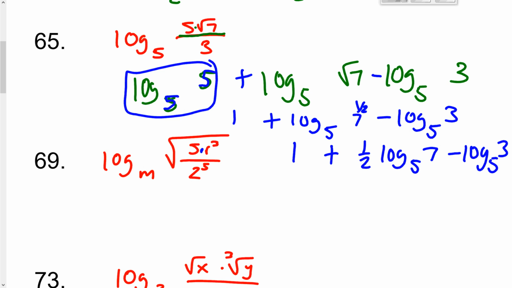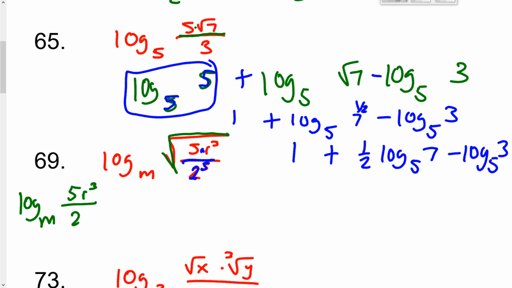Okay. 69. This square root, this 5 times r raised to 3 divided by 2 raised to 5. Okay, so I have multiplication here and I have division. Okay, and then how many factors do I have? I have 5, r cubed, and 2 to the 5th, right? So there's 3. So there's going to be 3 logs, but because they're inside this square root, that's a power property, right? Because I can rewrite square root as a half power.